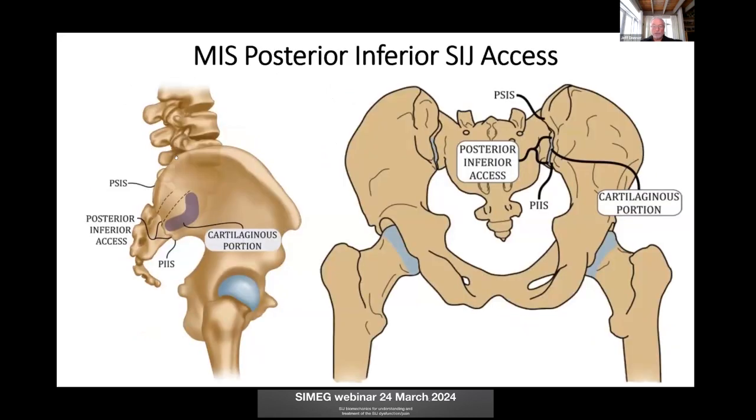So just to make sure everybody understands, the posterior inferior approach I'm describing is above the sciatic notch and just below the PSIS. And this is where the articular cartilage can be easily accessed. You can see the articular cartilage portion of the joint is auricular or L-shaped, and it has the two areas that Dr. Raji was pointing out as opportunities.